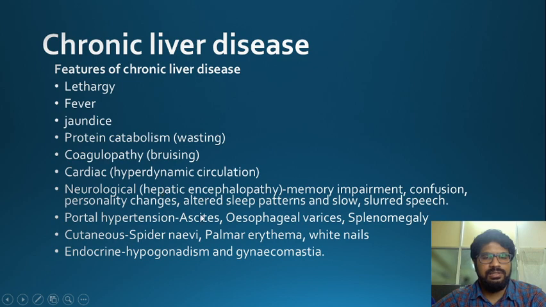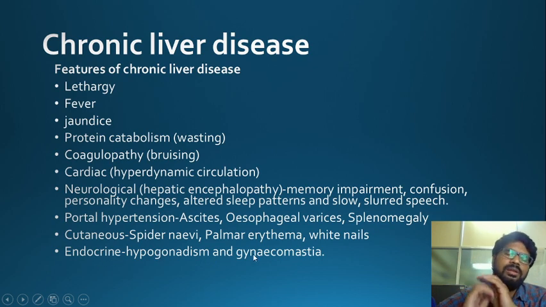And this is the most important feature of chronic liver disease, the portal hypertension, leading to the development of esophageal varices, splenomegaly, and ultimately the ascites. Cutaneous features like spider nevi, palmar erythema, and leukonychia, which is white nails, are seen, and endocrine problems lead to hypogonadism and gynecomastia.